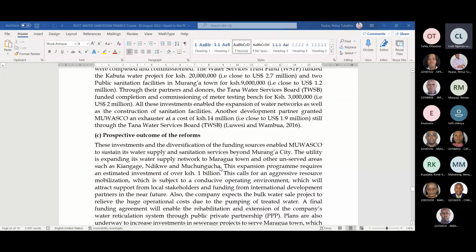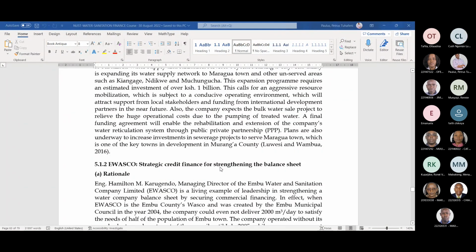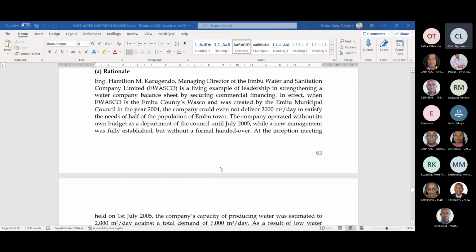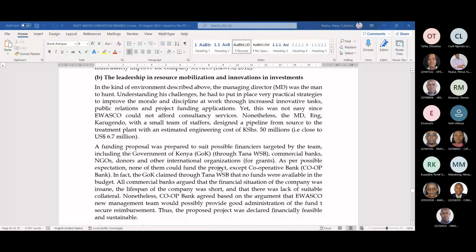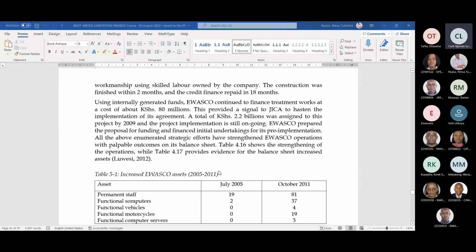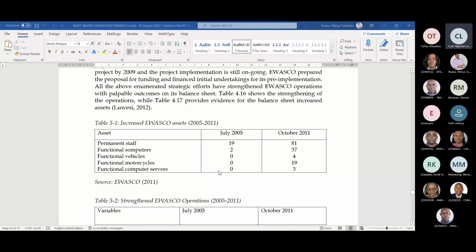So as you can see from the table on page 65, we are trying to show you the situation in 2005 when they started. They had only 19 staff and 2 computers, but in 2011, after the funding by JICA, they had 81 members of staff, 37 computers, 4 vehicles, 19 motorcycles, and 3 functional computer servers. So you see how it evolved.